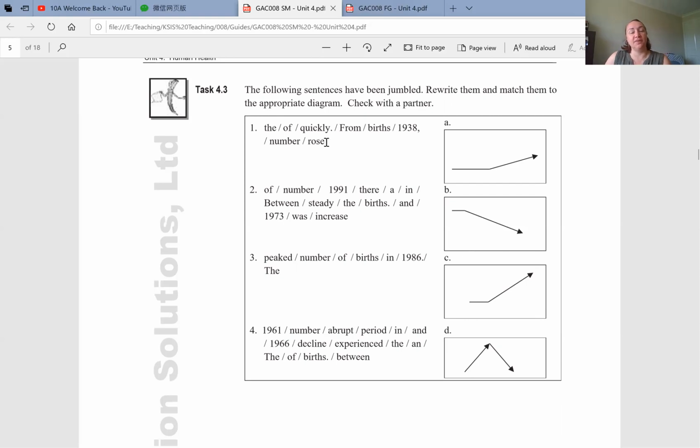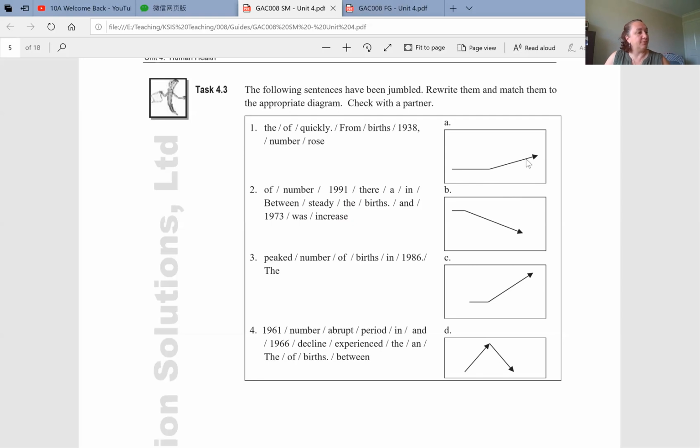Okay, so from 1938, the number of birds rose quickly, and this would be associated with C. So you can see how it's gone up really quickly. Number 2, between 1973 and 1991, there was a steady increase in the number of birds. So a steady increase would be A. You can see how it's just steadily, slowly rising up.